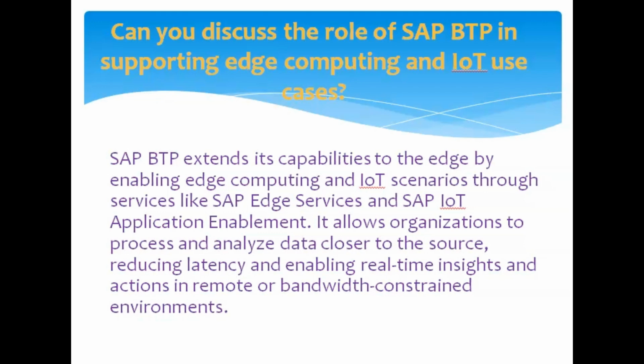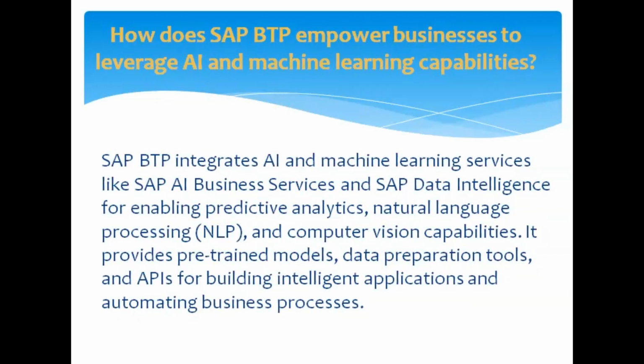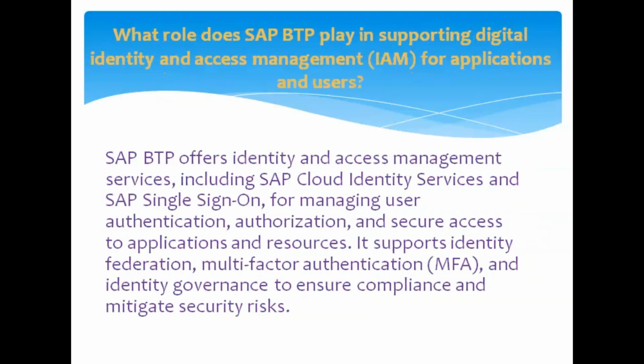bandwidth-constrained environments. How does SAP BTP empower businesses to leverage AI and machine learning capabilities? Answer: SAP BTP integrates AI and machine learning services like SAP AI Business Services and SAP Data Intelligence for enabling predictive analytics, natural language processing, and computer vision capabilities. It provides pre-trained models, data preparation tools, and APIs for building intelligent applications and automating business processes.